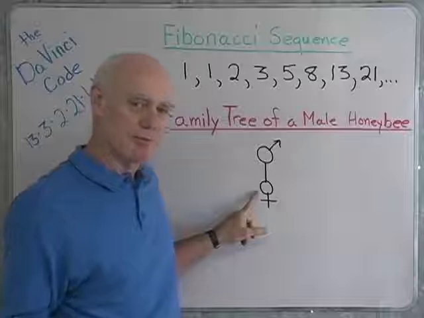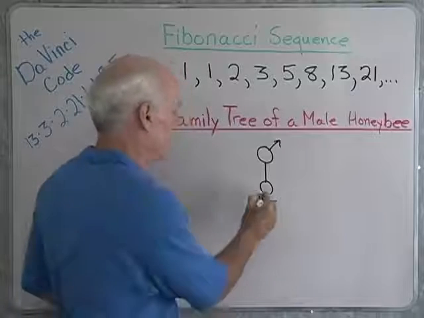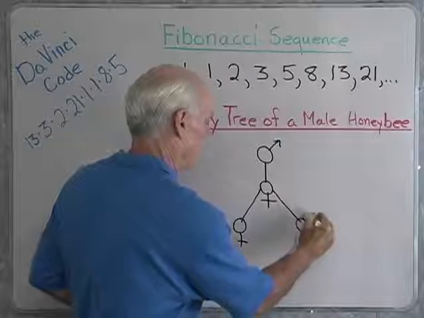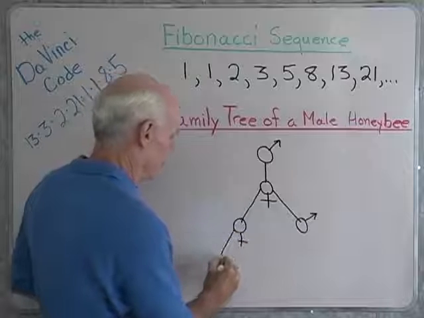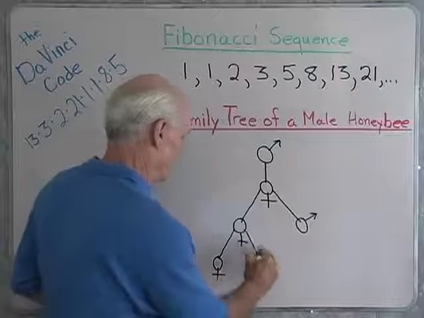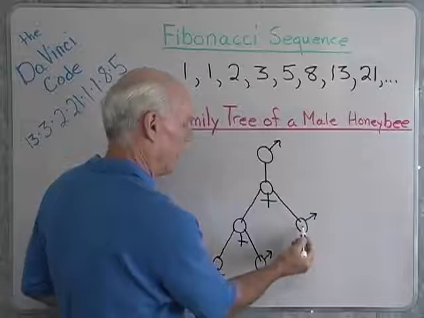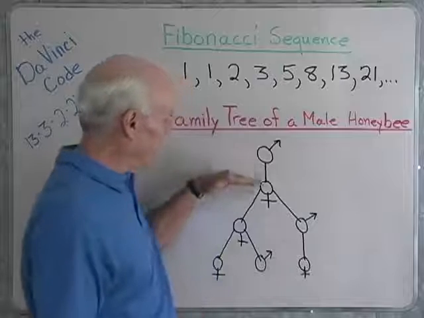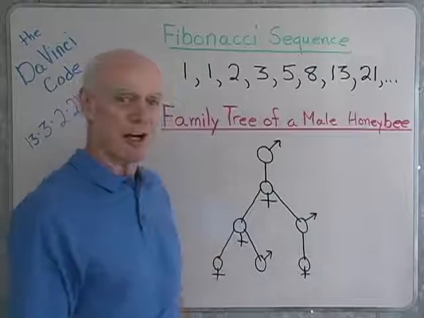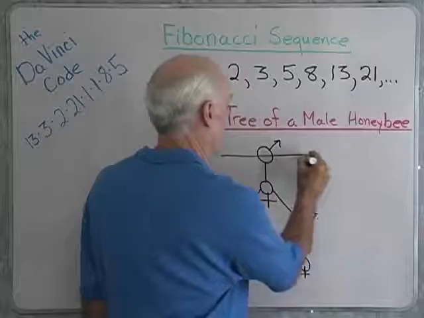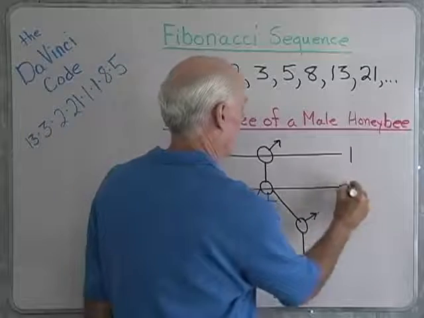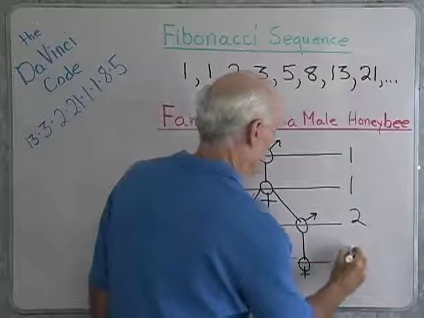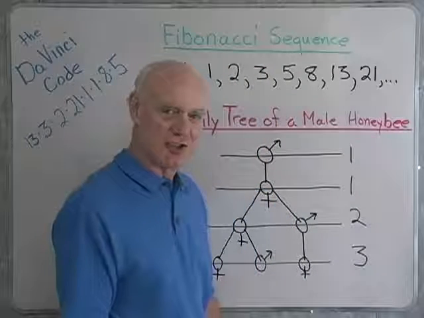Now that female comes from a fertilized egg, so it has two parents, a female and a male. That female has two parents, a female and a male, and that male has only one parent, a female. Now if I look at each generation in the family tree of a male honeybee and I count the number of bees, this is what I end up with. 1 bee in that generation, 2 bees in that generation, 3 bees in that generation. Looks like it's the start of the Fibonacci sequence.